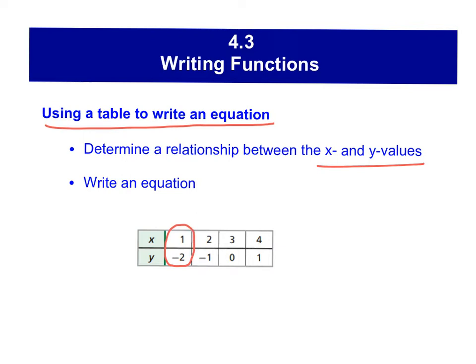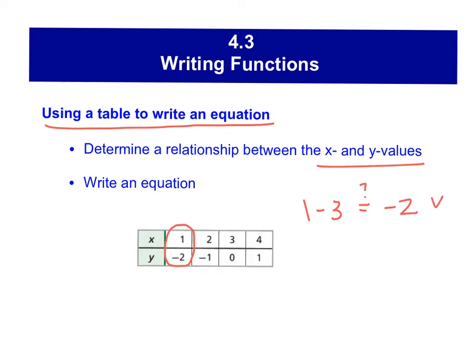So the thing we try to figure out is, is there a relationship between 1 and -2? Can we do something to the 1 to get to -2? And think about your different operations. Can I add something, subtract something, multiply by something, or divide by something to equal that -2? Okay, so I could subtract a 3. 1 minus 3 is equal to -2.